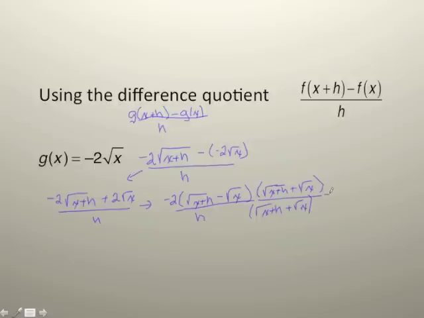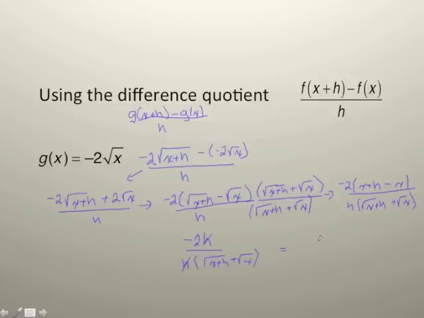When I do that, I'll end up with negative 2 times the square root of x plus h times the square root of x plus h, which will be just x plus h. Negative times the positive will be a negative. Square root of x times the square root of x will be x, all over h times the square root of x plus h plus the square root of x. I can simplify the numerator. I'll have negative 2h. X minus x, those will be gone. And the denominator will be h times the square root of x plus h plus the square root of x. Oh, these h's can cancel out.